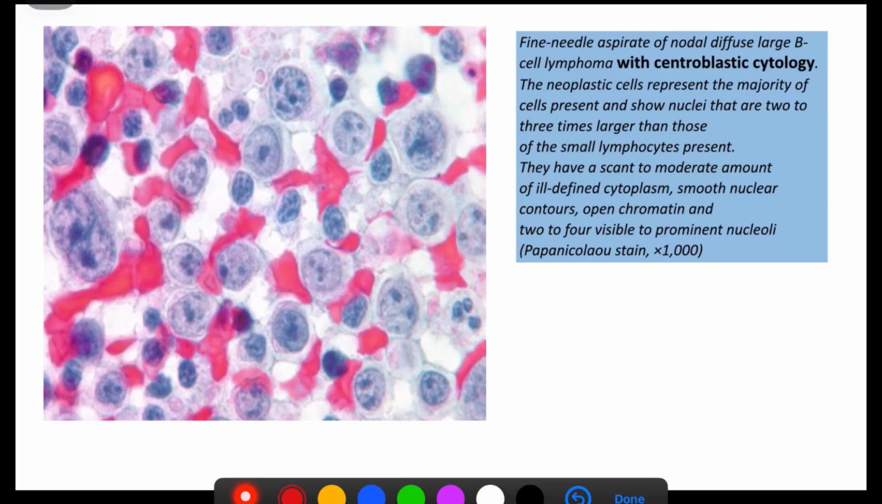Another smear here shows centroblastic cytology, and this is the pap smear. So here you can identify nuclear features in a better way. Here you can see large cells with large nucleus, prominent multiple nucleoli and abundant cytoplasm.